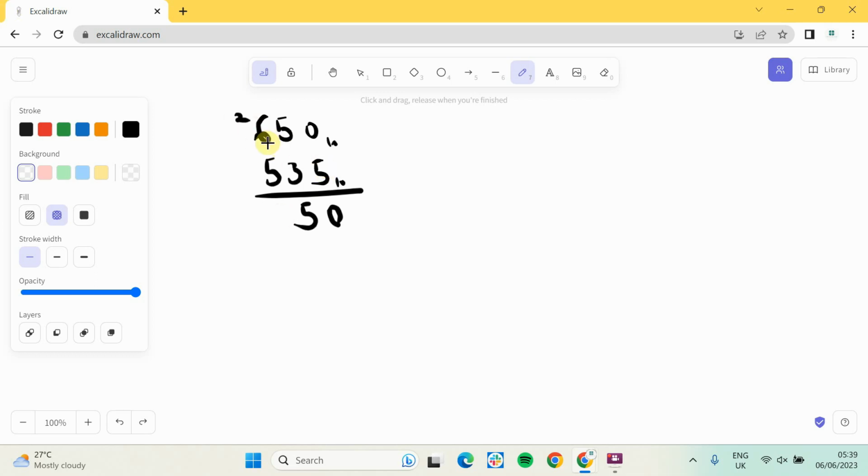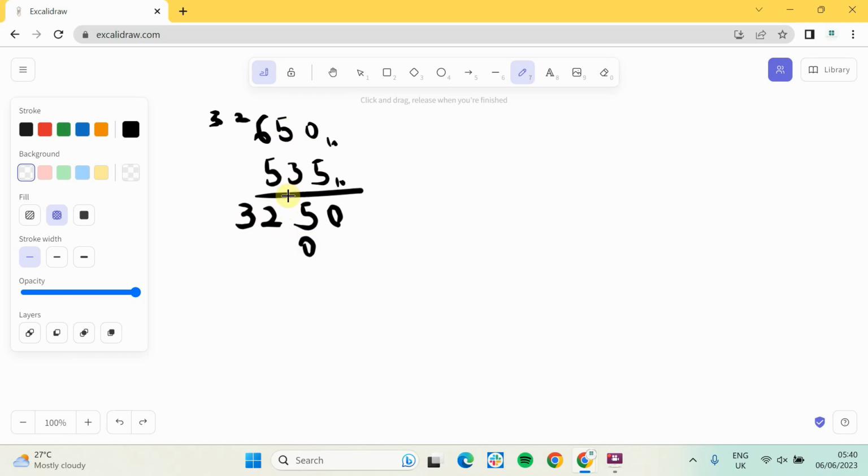5 times 6 is 30. 30 plus 2 is 32. If I divide 32 by 10, what do I have? I'll have 3 remainder 2. So I'll drop the 2 here and carry over the 3. But because there's nothing else to multiply, I'll just bring down 3. 3 times 0 is 0.